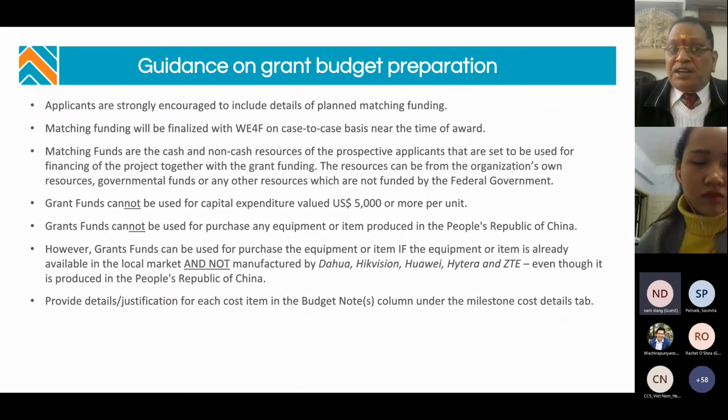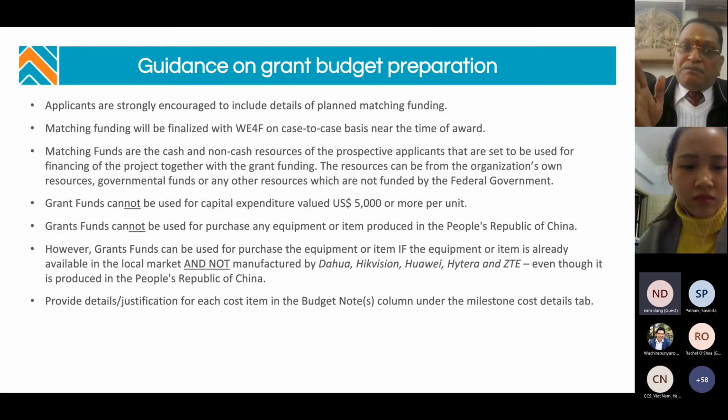And if you have a question, what are the matching funds? Matching funds are the cash or non-cash resources of the prospective applicants that are used for financing of the project together with grant funding. For example, if the grant funding you are asking is $50,000 and you are showing $20,000 as your cost contribution, the total cost of the project is $70,000.